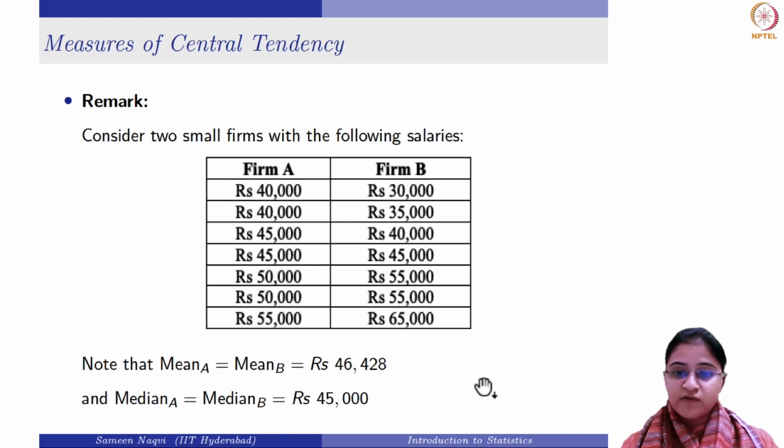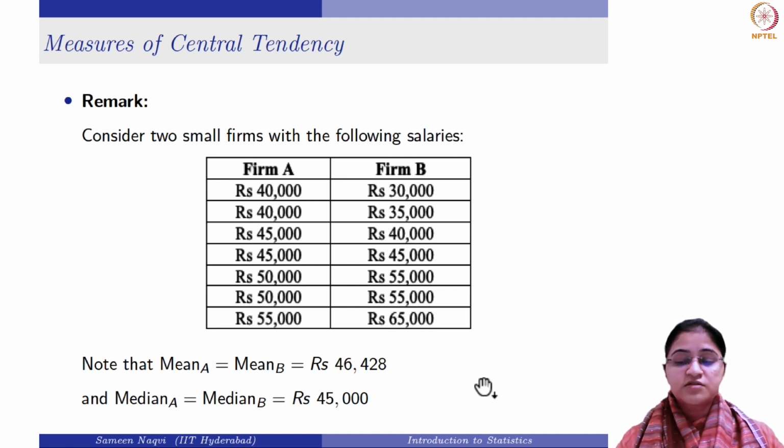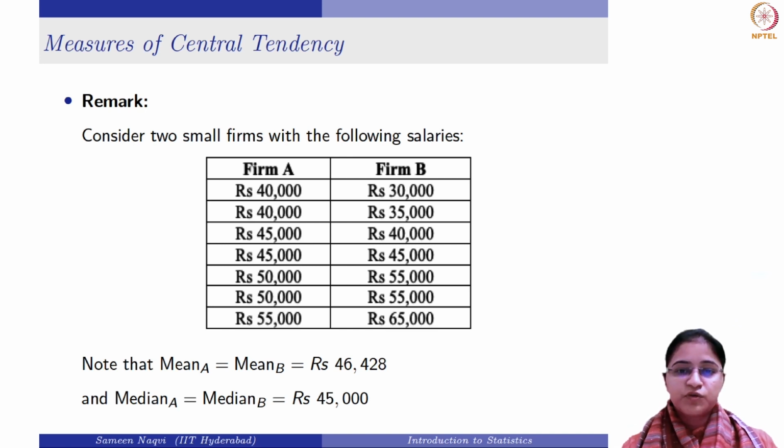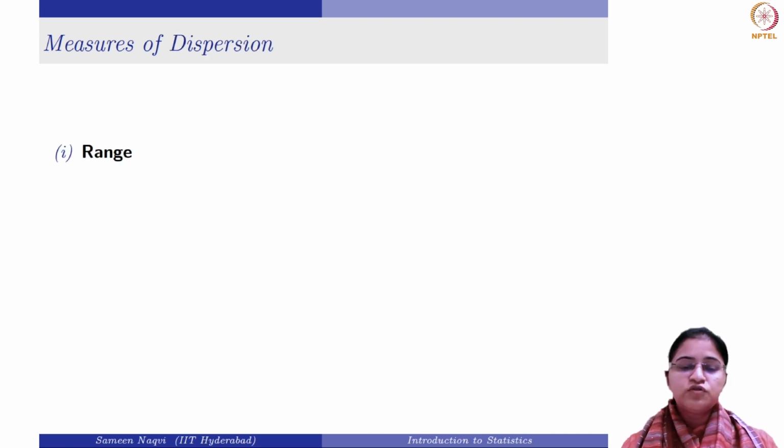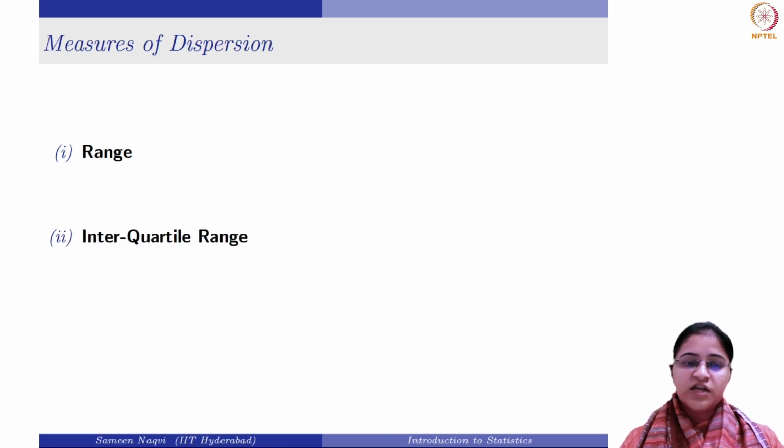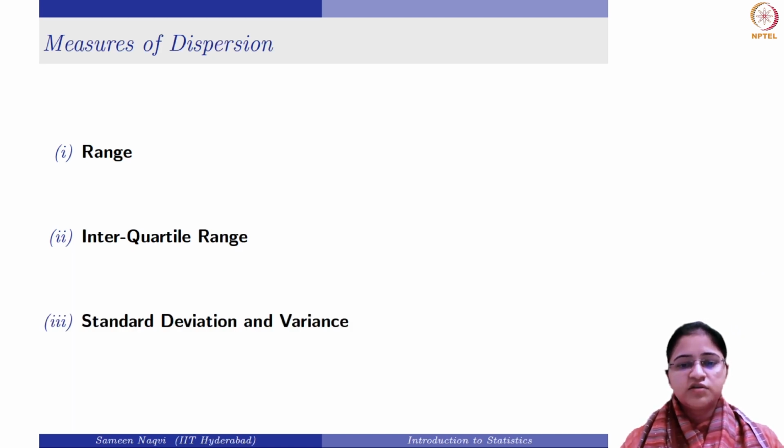Okay, and that is why you go to the next measure, that is measures of dispersion. Measures of dispersion basically tell you how spread out or dispersed your data is. And the first one in this is range. The next is your interquartile range. And then you have the most common one, that is standard deviation and variance.